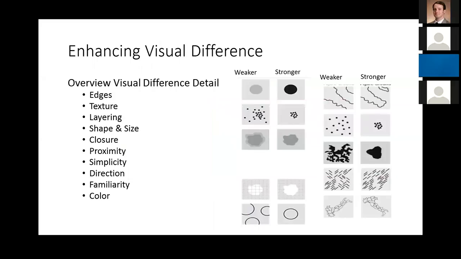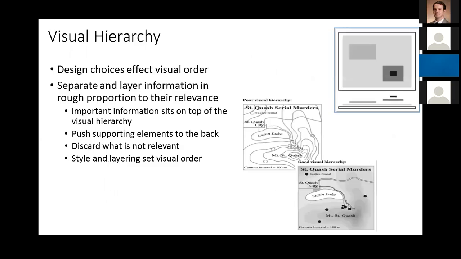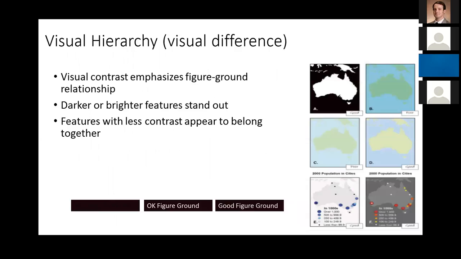We can think about enhancing visual difference. So different things like edges and texture and proximity. These are things that we'll continue to think a little bit about in the next workshops. Visual hierarchy, right? You probably don't want something that looks like this, where you can't really differentiate between things. You want the important stuff up front, right? And the other stuff to fade to the back. You don't want your base map to be the most visible thing on your map, right? You want it to effectively be the base map. Right, again, we can think about visual hierarchy and difference.